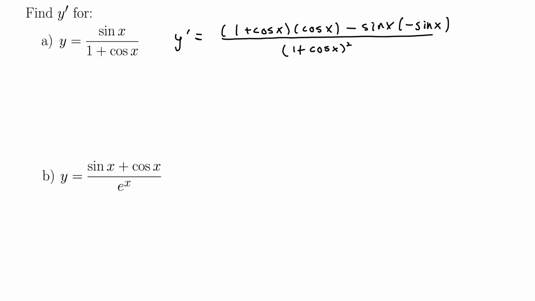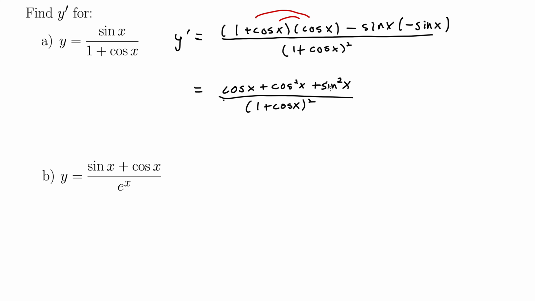Let's see if we can get some simplification here. I'm thinking we will be able to. Let's distribute this cosine through to both these terms up here. That gives us cos x plus cos squared x. And then negative sine x times negative sine x plus sine squared x. A lot of these just come down to trig identity simplification at the end. All over 1 plus cos x squared. Again, remember that cos squared x plus sine squared x equals 1. All of this becomes 1.